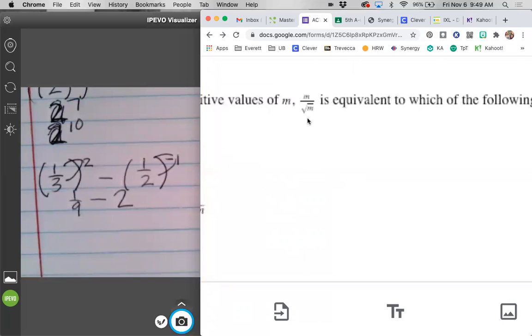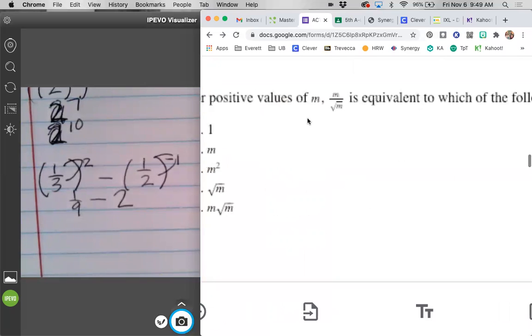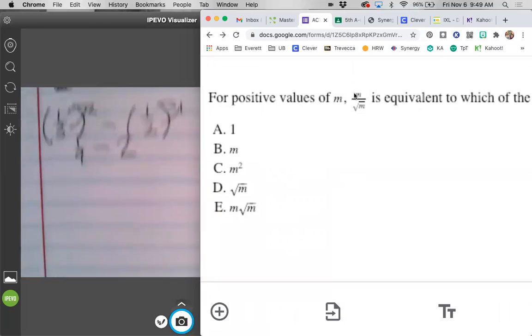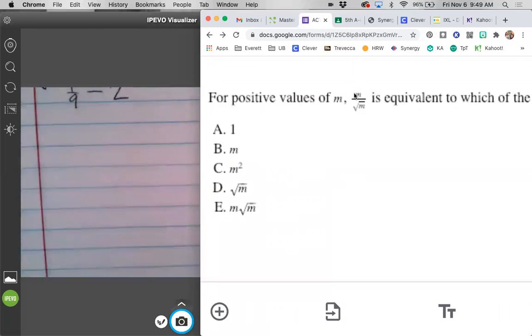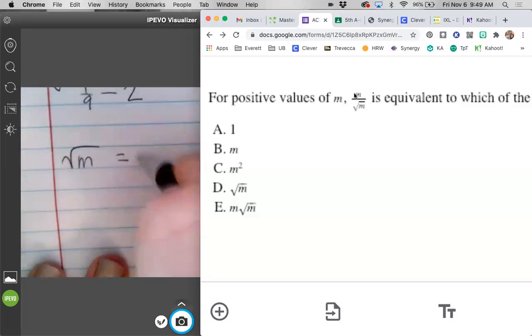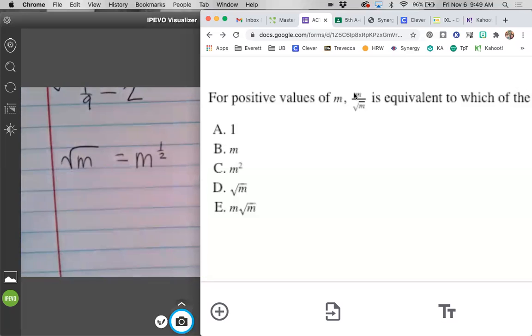Okay, m over m square root of m is equivalent to which of the following? So this is something that you might be doing in Algebra 2. In Algebra 2, you talk about rational exponents, so exponents that are fractions, and you learn that the square root is equal to the 1/2 power. Personally, that's how I think is quicker to solve this, unless you've just done a whole lot of rationalizing a denominator, then this is probably going to be the way you want to go.